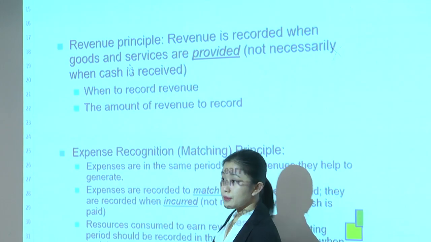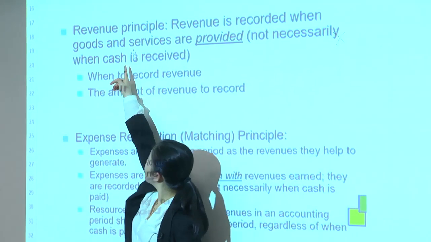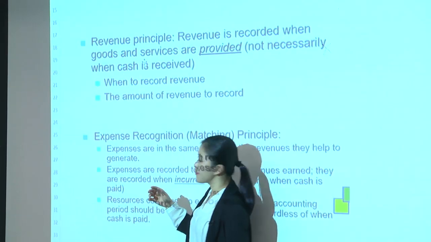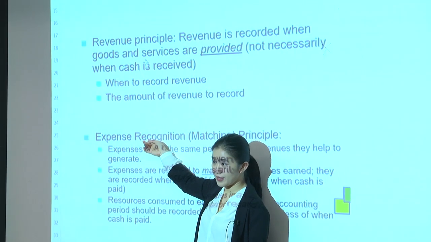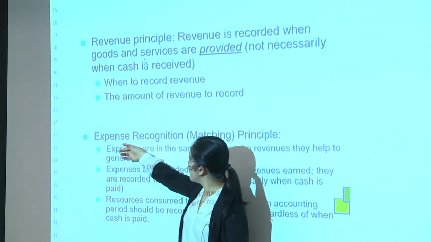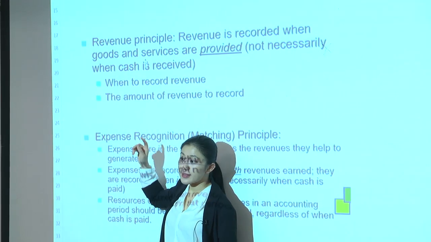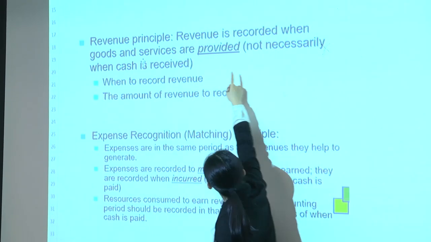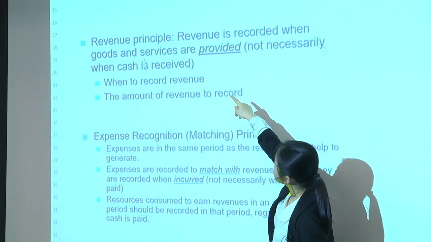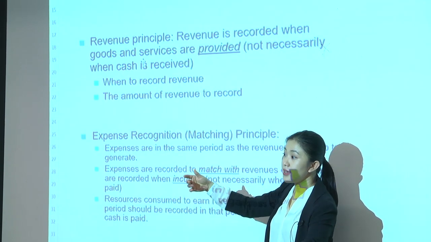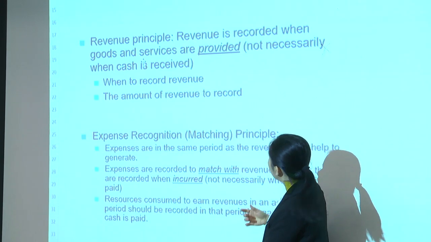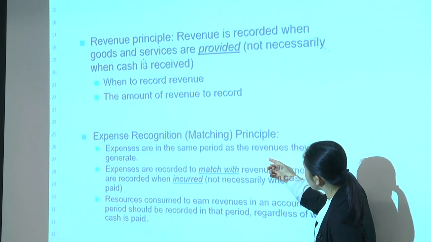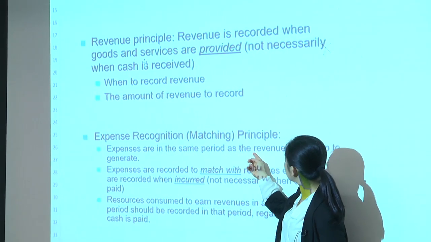For revenue, accrual basis, we have a main rule, the revenue recognition principle. And revenue must be accompanied by expense. So the second rule, very important in our accounting this semester, is expense recognition. So 2 things. These are the basics of accrual basis accounting. For revenue, we record it when goods and service are provided. So the day we sell things, the day we provide service, that's when we record revenue. How about expense? Expenses are in the same period as the revenues.